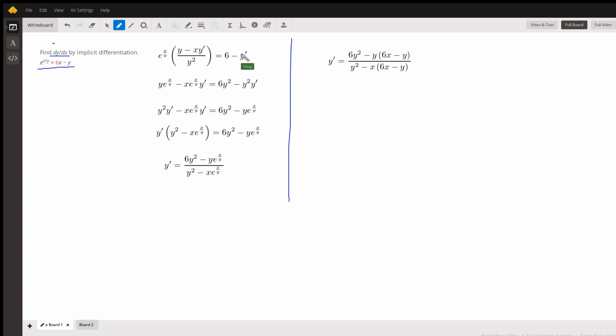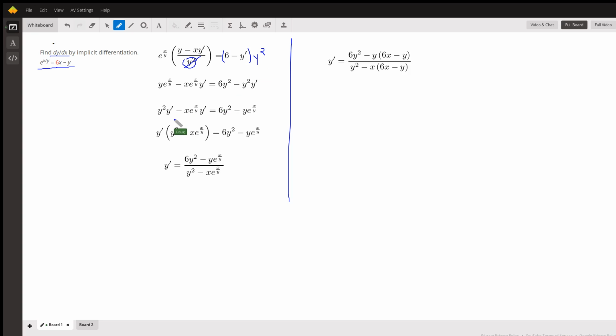Now, how are we going to get y prime by itself? Well, let's visualize multiplying both sides by y squared. So that'll bring a y squared factor over here. And at the same time, we'll distribute this e to the xy. So we get y e to the x over y minus x e to the x over y times y prime equals, there's what we get when we distribute the y squared.